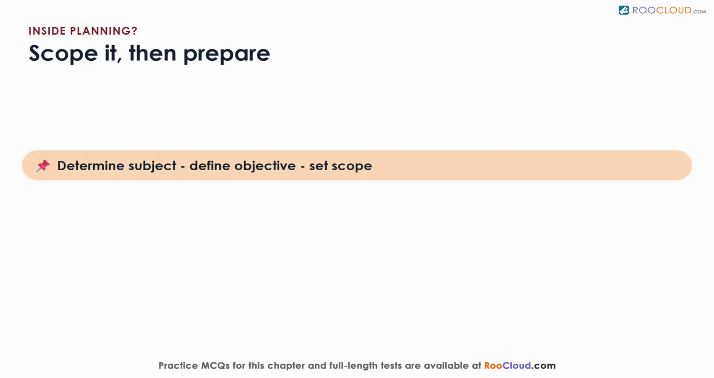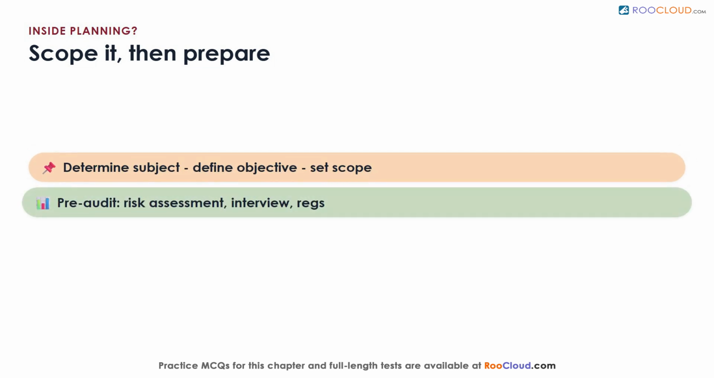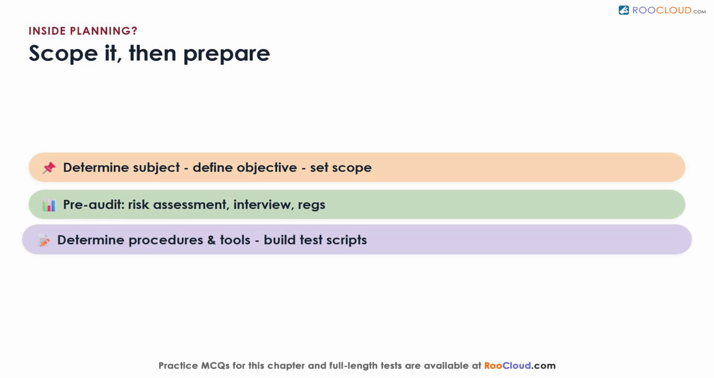Then you perform pre-audit planning. You run a risk assessment to finalise that scope. You interview the auditee and check regulatory needs. Finally, you determine the procedures and tools for gathering data. You build test scripts and the criteria to judge them.